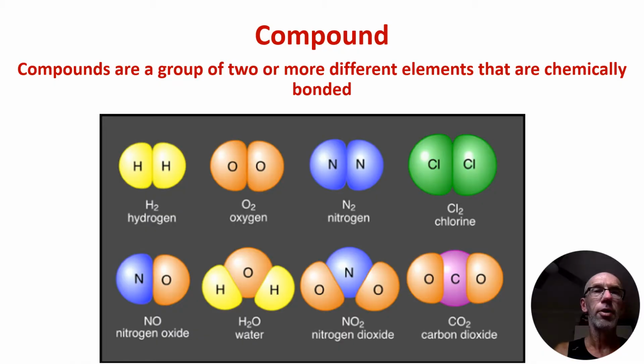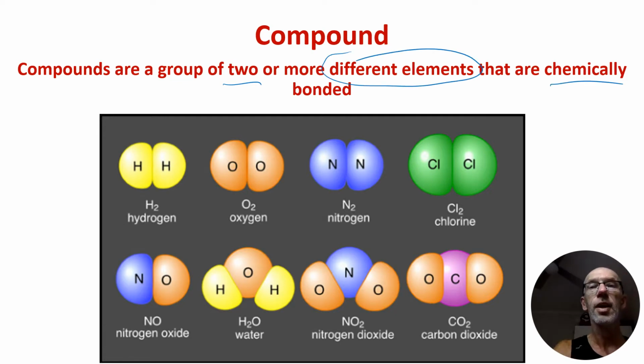There are 2 key criteria for compounds. Number 1 is they are made up of 2 or more different elements. And number 2, they are chemically bonded, which means it's very difficult to separate them.